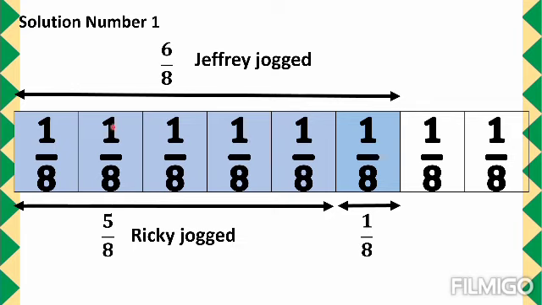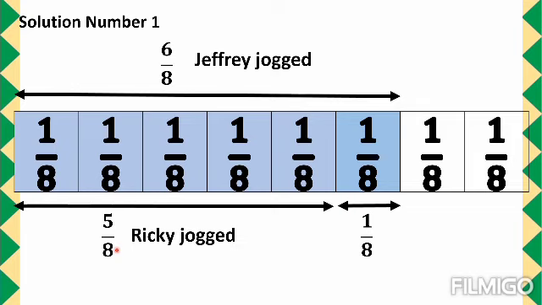Why? We just add all the ones: 1, 2, 3, 4, 5, 6. Therefore our numerator for Jeffrey is 6, and we copy the denominator, which is 8. So we have 6/8 that he jogged. For Ricky, we also have an arrow here, and Ricky only jogged up to this part. We count all the ones: 1, 2, 3, 4, 5. Therefore he has 5 as the numerator, and we copy the denominator 8.